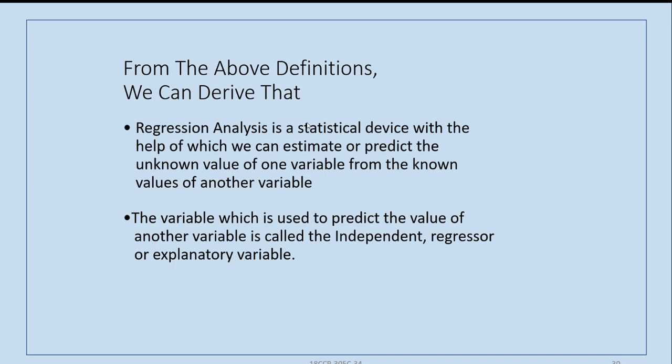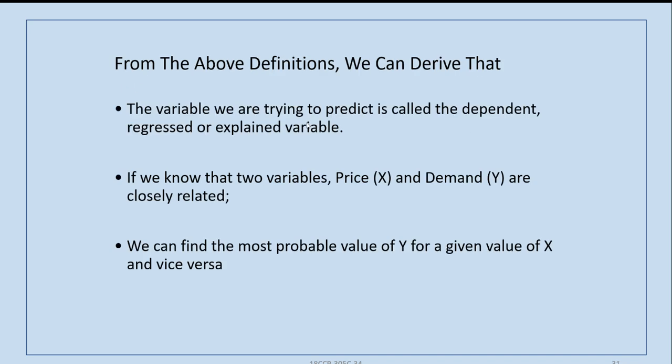We can say 1, 2, 3, 4, 5, 6, 7, 8. We can say next 9 comes. We can say next 10 comes, like this. The variable we are trying to predict is called the dependent. That means what number we are predicting is called dependent. Unknown value is called dependent. Known value is called independent.